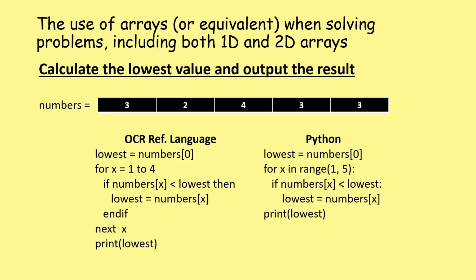Very simple. Again, we set lowest to numbers[0]. We loop through everything in the list. If the current number we're looking at is smaller than lowest, then that number becomes lowest, and then we keep going through the whole list, and we print lowest at the end.